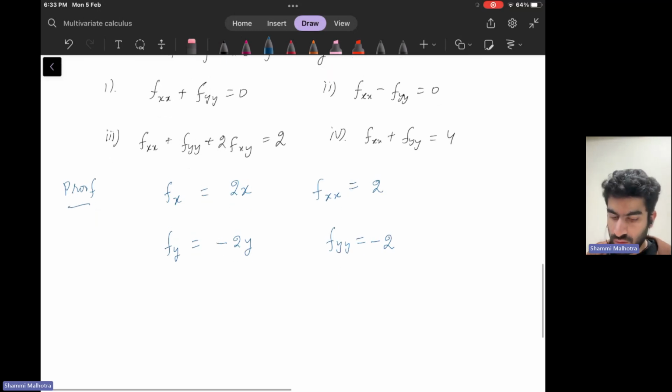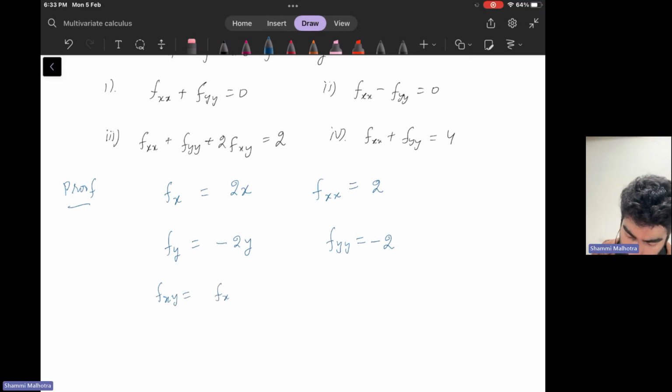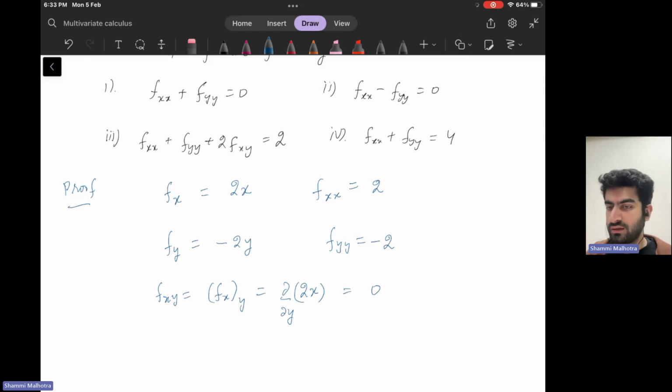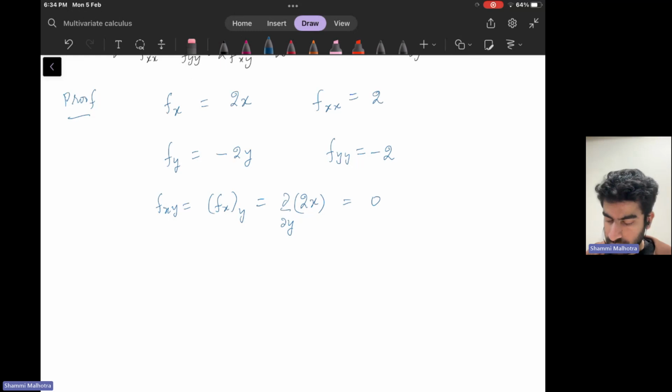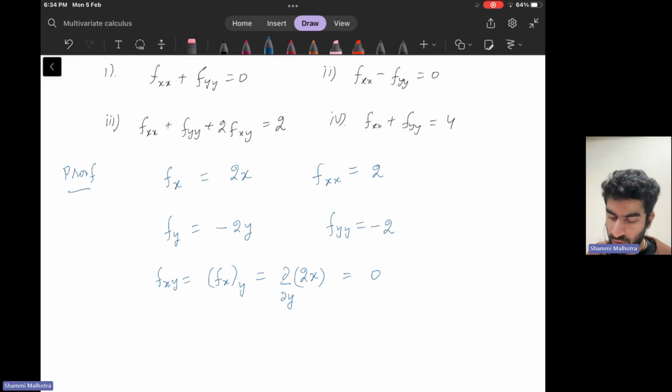Now we would also have to calculate the mixed partial derivative. So fxy is the same as taking the y derivative of fx, and fx I know is 2x only, so I have to take the partial derivative of 2x with respect to y, and this turns out to be 0 because this is a function in x, and I'm treating it as constant. So finally we have calculated the second order partial derivatives which are possible.